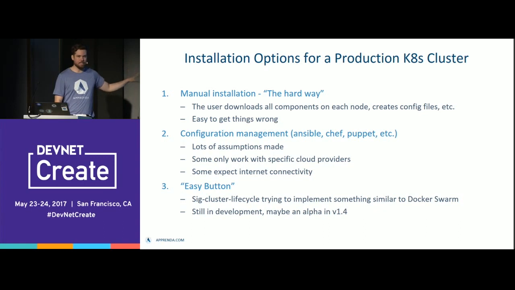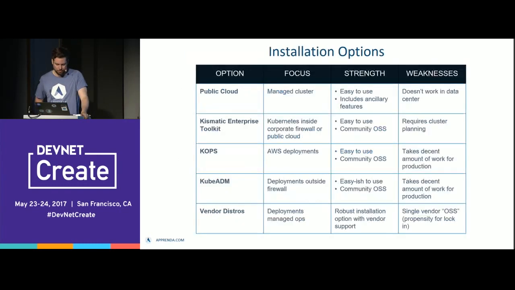The third way is the easy button. There are many different easy buttons in Kubernetes now. This was a big thing after Docker came out with Docker Swarm, and it was incredibly easy to use. The Kubernetes community hunkered down and actually came up with many different versions of the easy button. The first version of the easy button is public cloud. This is extremely easy. There are 3 public clouds that I know of that use Kubernetes. One is obviously Google Container Engine. The second one is Azure Container Service.